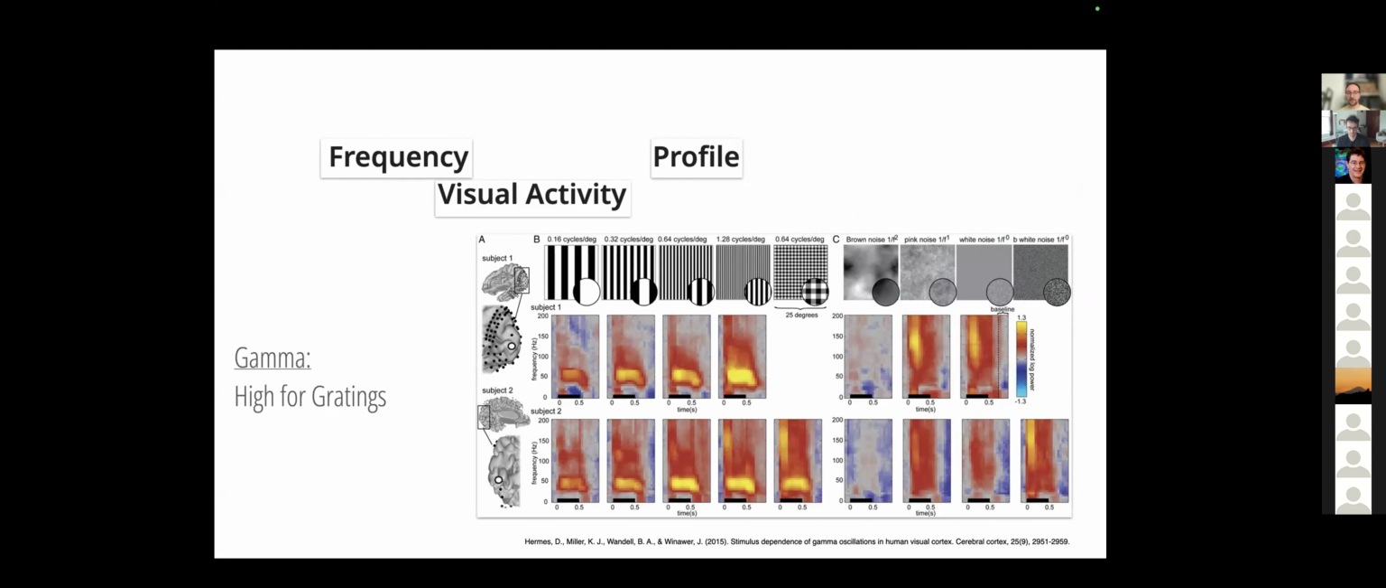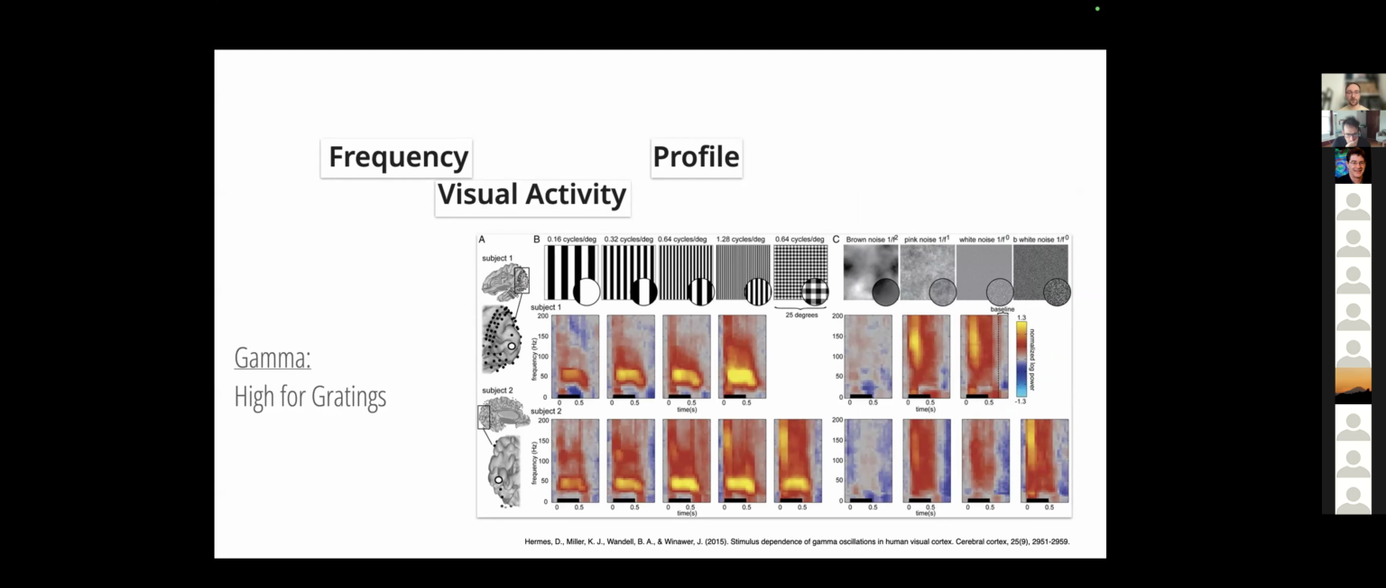For gamma band activity, it was traditionally viewed as some sort of feature binding, but it's more and more being related to feature processing itself. And then there's this relatively classic paper that shows that gamma band activity is most prominently observed when you present participants with grating stimuli. And the higher the spatial frequency of those gratings, the higher also the gamma band power.